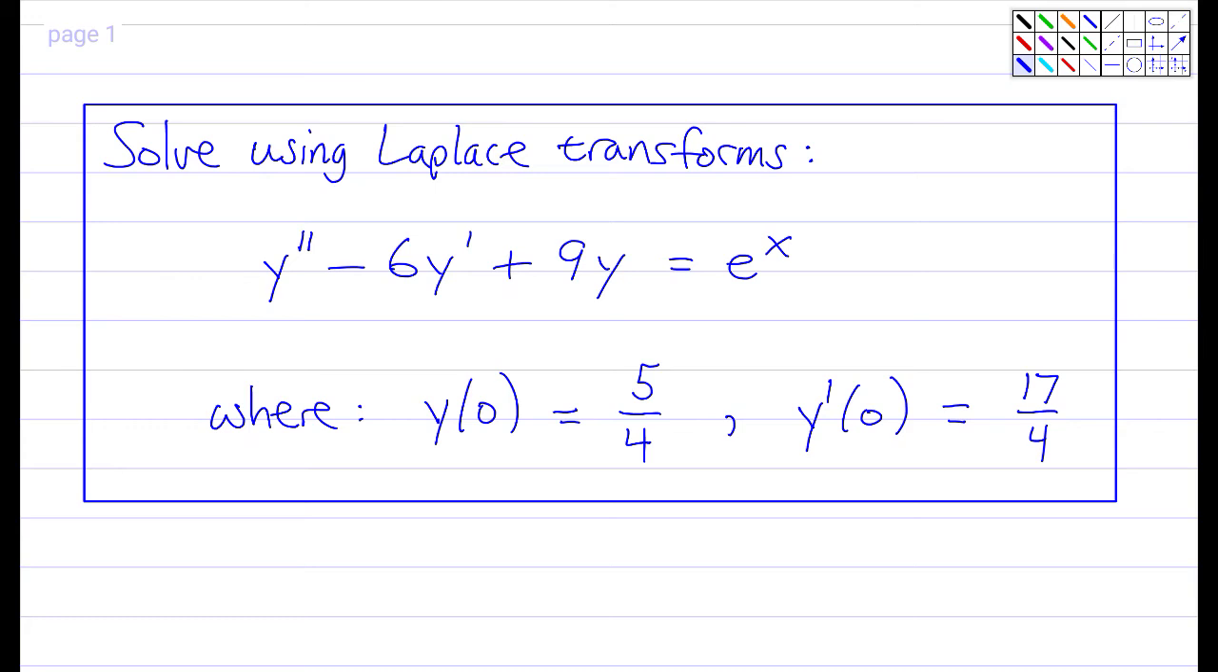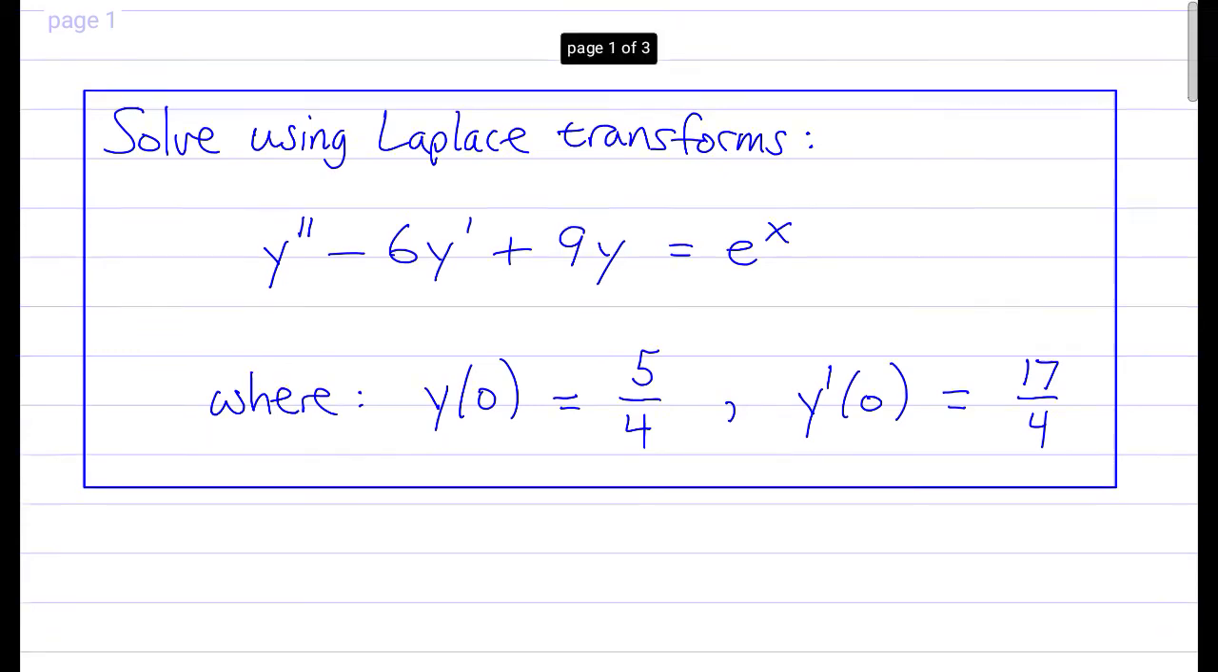Okay. So I've already written down the equation that I want to solve. Here it is: y double prime minus 6y prime plus 9y equals e to the x, with these initial conditions. y is the function of x that we're trying to solve for, and because I'm giving two initial conditions for a second order differential equation, we know that our solution is actually going to be unique. Okay, let's go to it.